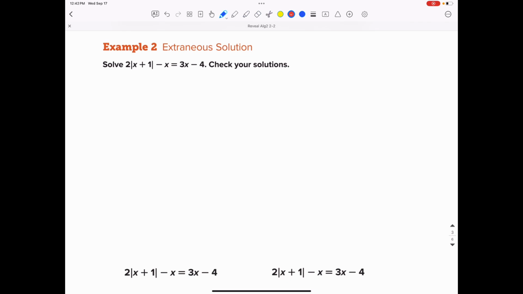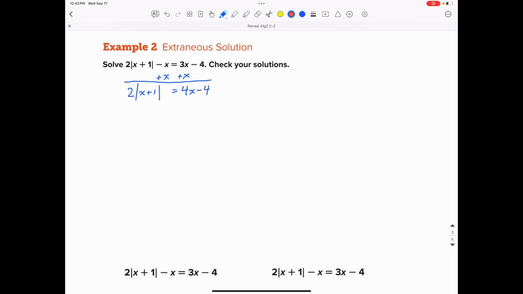So we've got to get the absolute value by itself. In this particular case, to get the absolute value by itself first, I'm going to add this x to both sides. And that will be 2 times the absolute value of x plus 1 equals 4x minus 4.